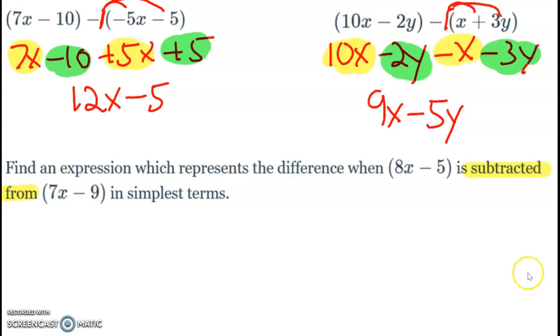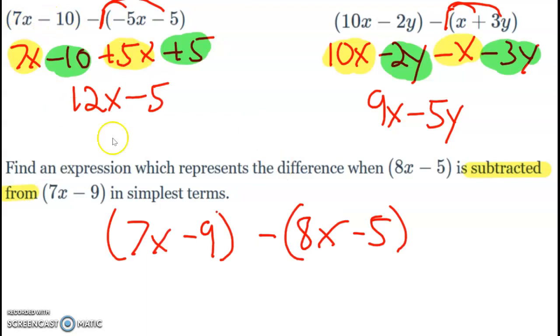Okay, now let's take a look at this last one here. It says find the expression that represents the difference when 8x minus 5 is subtracted from 7x minus 9. It's important to get the order right. So what is being taken away from what? Well, the 8x minus 5 is being taken away from the 7x minus 9. So I write the 7x minus 9 first and then subtract the 8x minus 5. If you get that swap, it'll be wrong. So you've got to make sure you read it and do what the instructions say. We're subtracting 8x minus 5 from 7x minus 9.